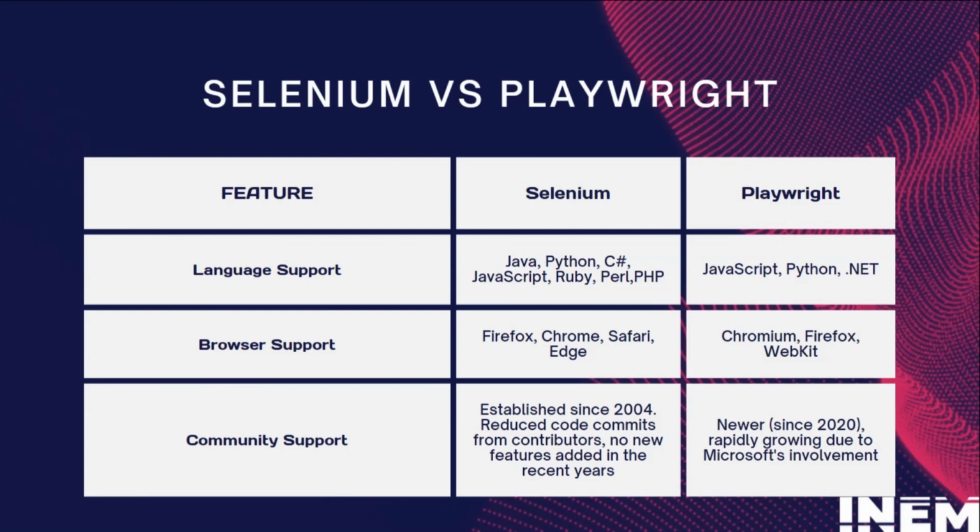In the realm of browser support, Selenium is compatible with Firefox, Chrome, Safari, and Edge. Playwright, however, concentrates on Chromium and Firefox and broadens its reach to other browsers via WebKit, ensuring a consistent cross-browser testing experience. A noteworthy point about community engagement, Selenium has recently experienced a decline in code contributions and hasn't introduced new features. In contrast, Playwright has been on an upward trajectory since its 2020 launch, fueled by Microsoft's active participation.